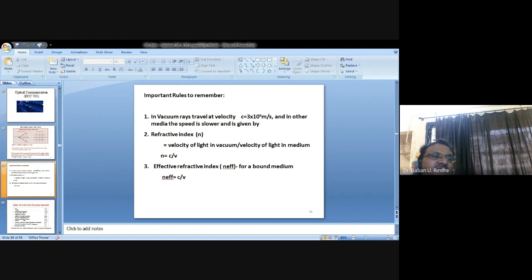The index varies with a number of parameters such as wavelength and temperature. On the basis of that, the refractive index value varies. These are the important ones. There is also diamond, having a value of 2, but it is costlier and generally not used.